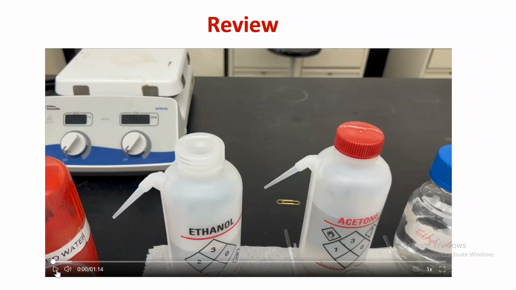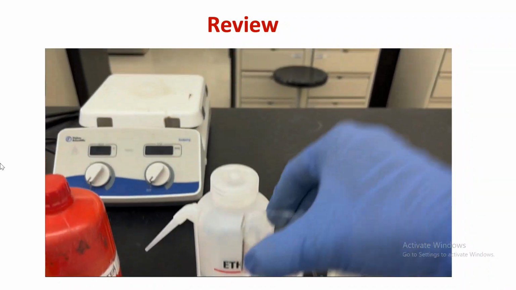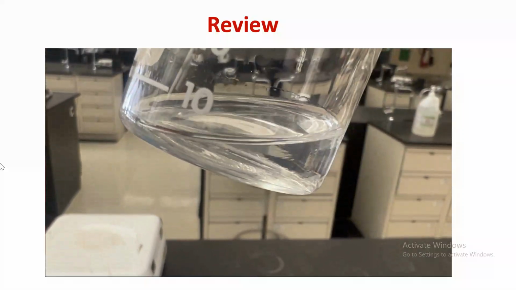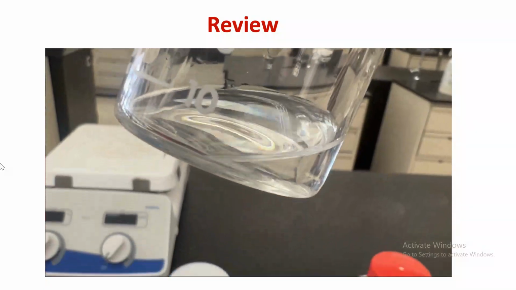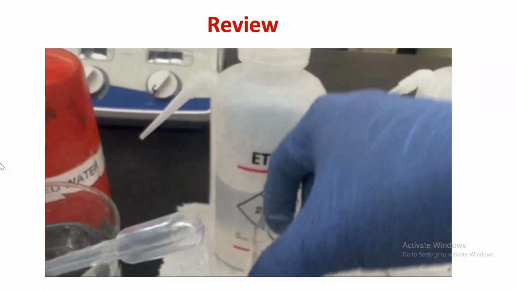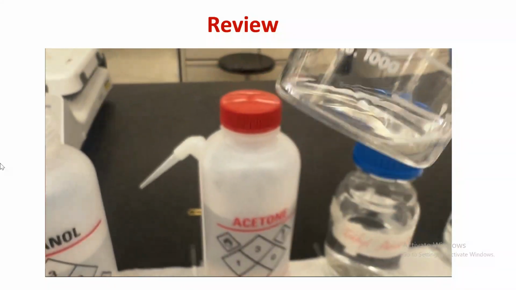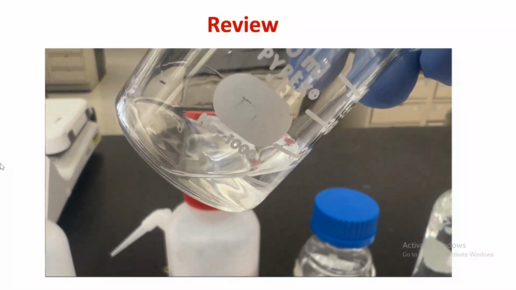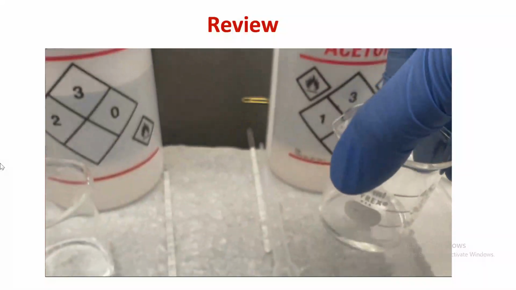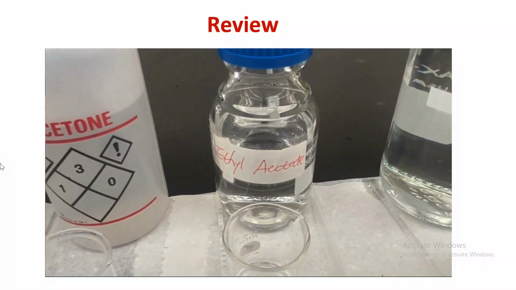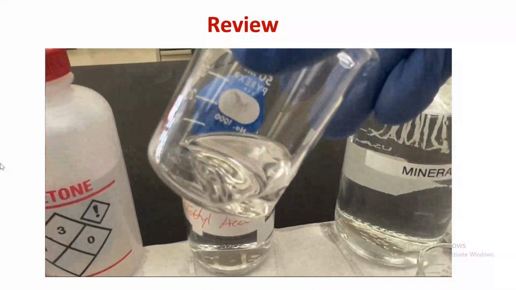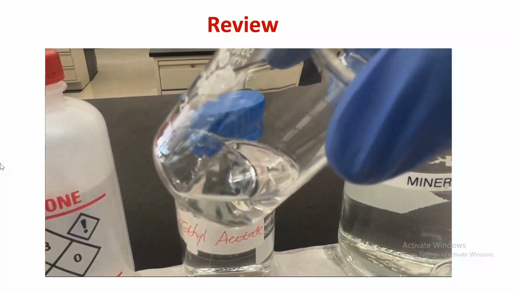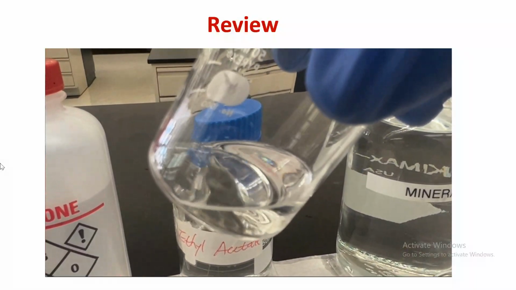Now for the final review slide, we are going to show you the experiment one more time. First one was ethanol, one layer. Ethanol has water. Now we are transitioning into acetone, a ketone. You see, one layer. Now ethyl acetate. You can see the two layers, a bit of two layers.